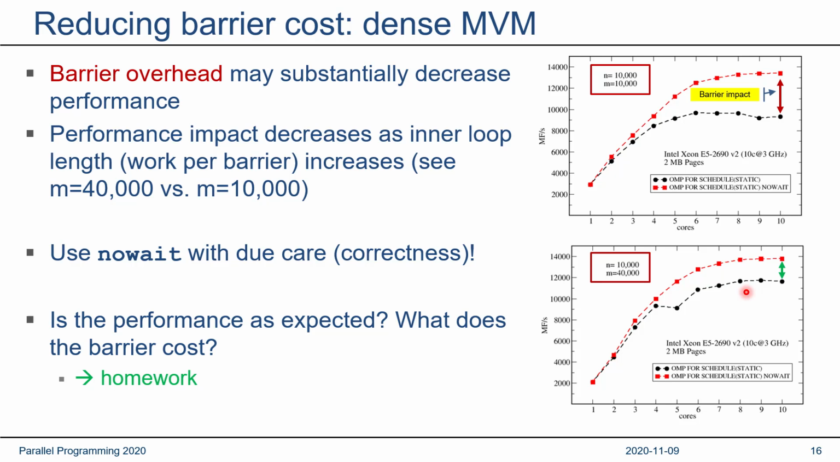So if you know you need the nowait clause to mitigate the barrier impact, be sure to use it with due care. There's a correctness issue here, and you have to be sure that you don't produce race conditions with that.